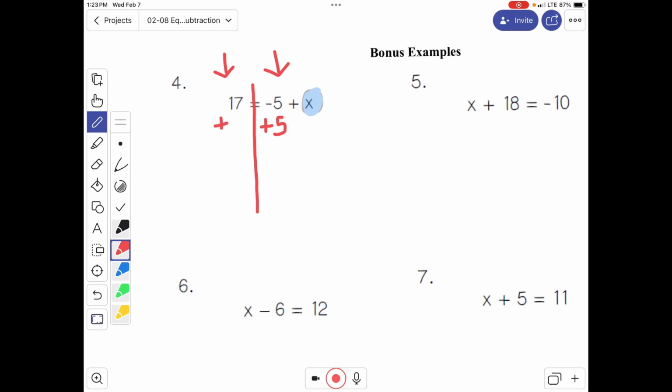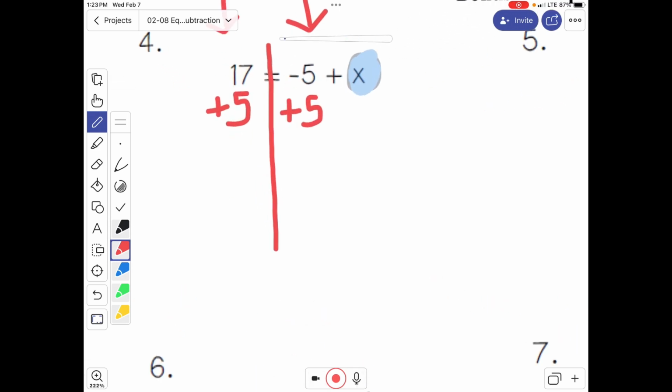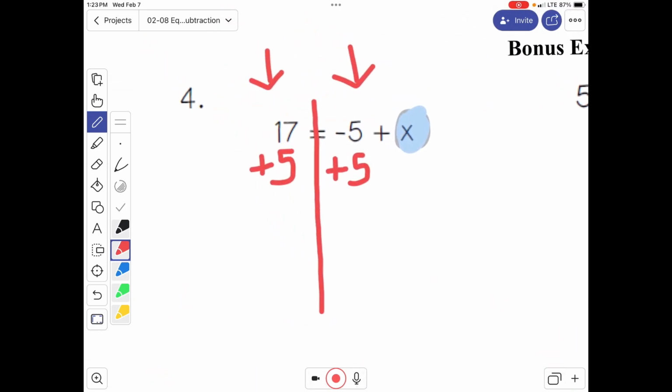+5. And remember, whatever you do to one side of the equation, you have to do to the other in order to keep it balanced. So I'm going to +5 on both sides. 17 plus 5 is 23. And then -5 and +5 would make 0.